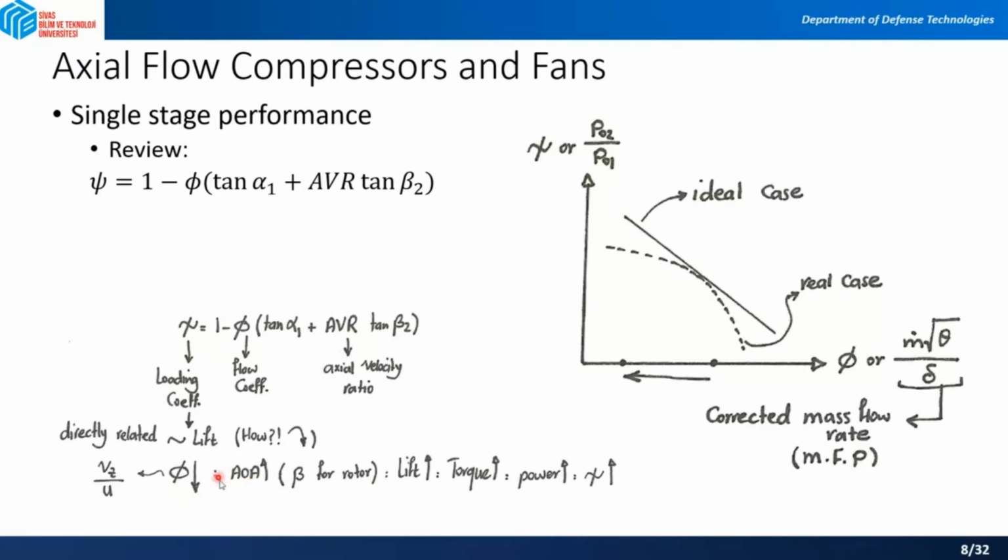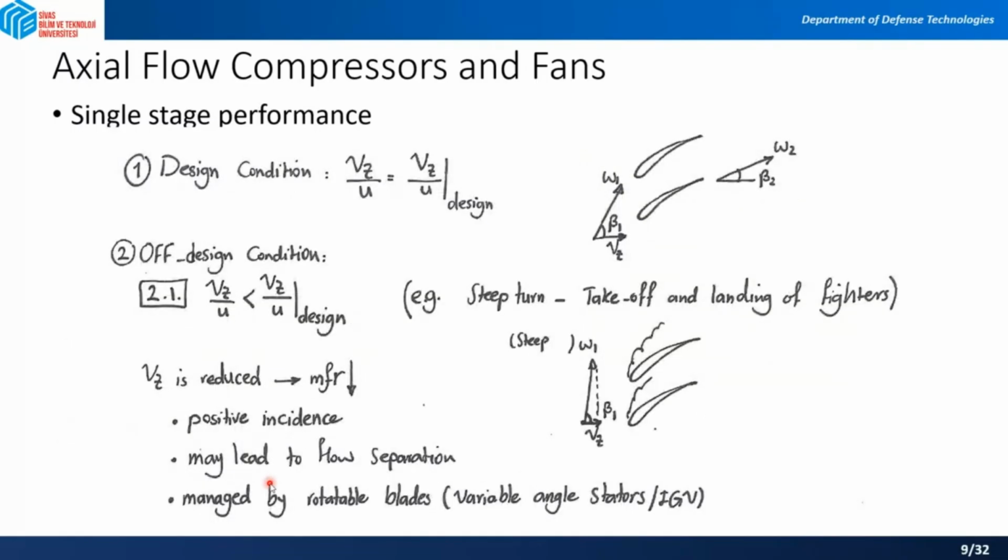And how do we actually increase the angle of attack? If you just decrease the phi, and you remember phi was the ratio of axial velocity to the peripheral velocity. So if you just decrease this, it means that you are changing your angle of attack, you're increasing your angle of attack. So let's have a look at three different conditions. The first one is the design condition, when your phi or Vz over u is the designed value of your phi.